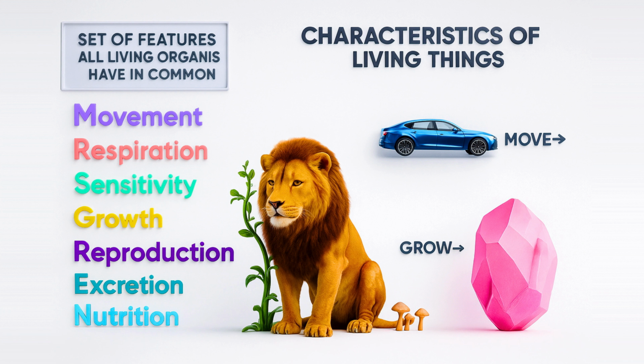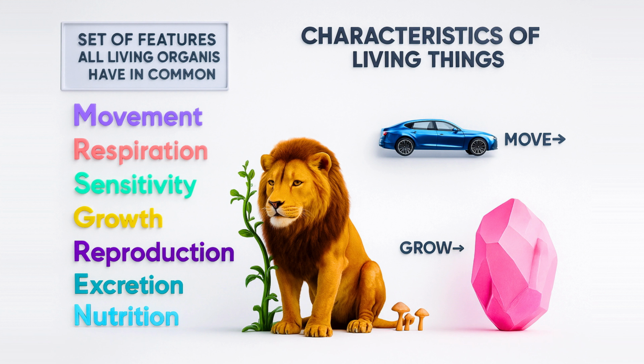These 7 key features can be remembered using the acronym MRSGREN, where each letter stands for one essential characteristic. The 7 characteristics are movement, respiration, sensitivity, growth, reproduction, excretion, and nutrition.